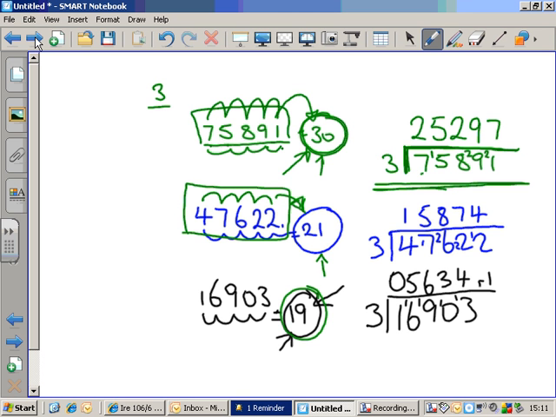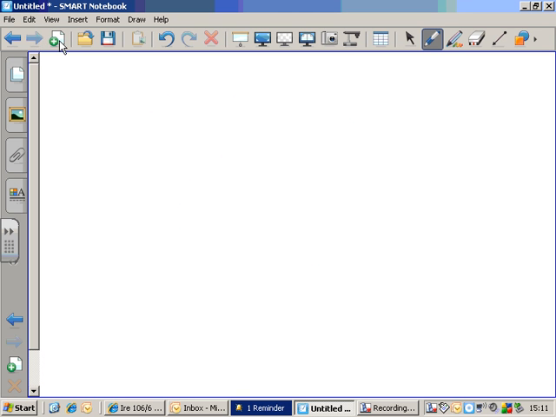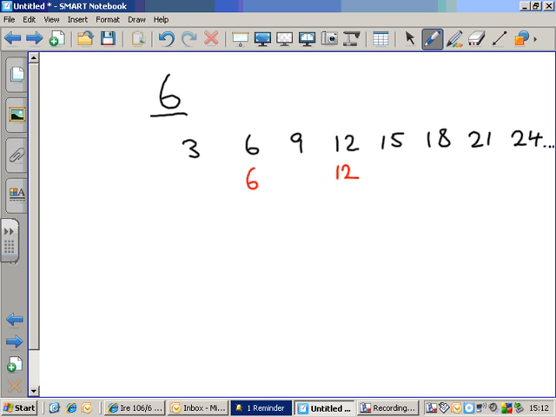Okay, now then, 6s is interesting. Let's look at the 6s. You'll like this. It's really simple. If you understand that rule for the 3s, you're in business. Here's the 3 times table. 3, 6, 9, 12, 15, 18, 21, 24, and so on. And underneath that, here are the first few numbers in the 6 times table. 6, 12, 18, 24, and so on and so forth.